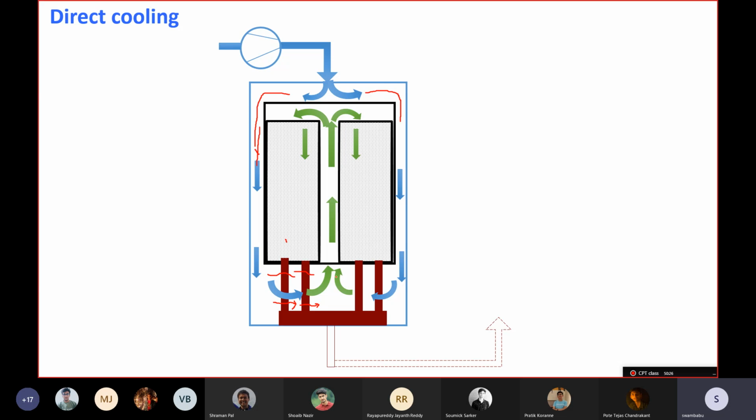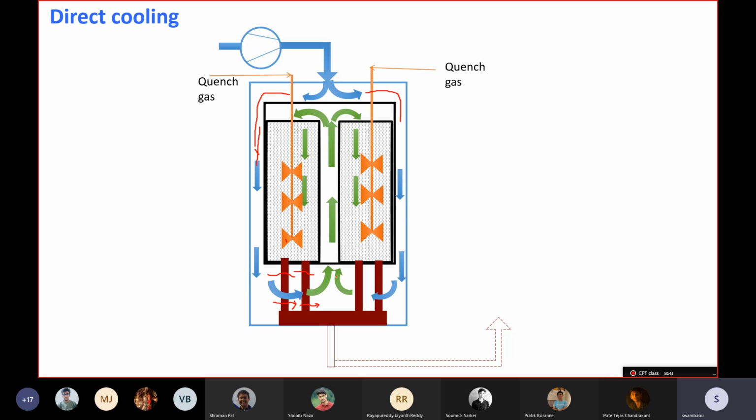As the reactant passes through the catalyst bed, what will happen? The reaction happens on the catalyst surface, and when the reaction happens on the catalyst surface, the temperature in the reactor is increasing. Now we need some sort of cooling.